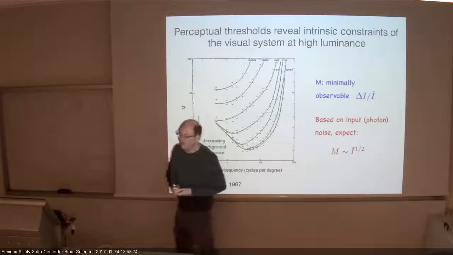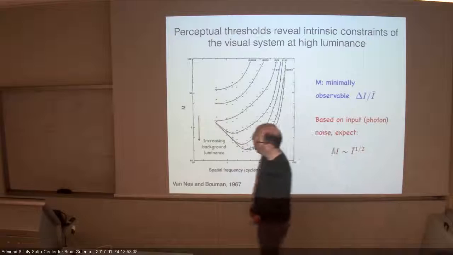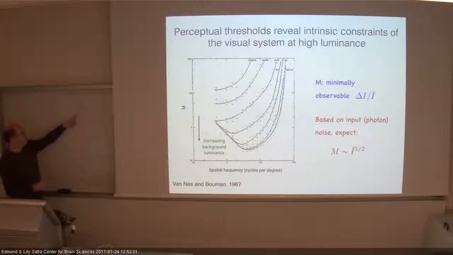And so the most basic prediction that we could have, if input noise to the retina is what is limiting our perception, is this: how should the threshold M scale with I bar? One over the square root, because we're dividing by this quantity. So the delta I divided by I at which we would start to observe the grating should scale like this.